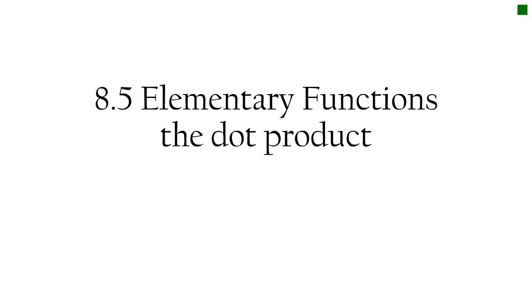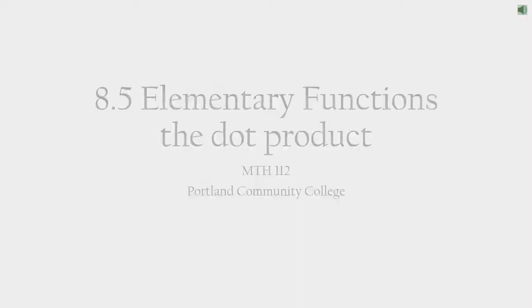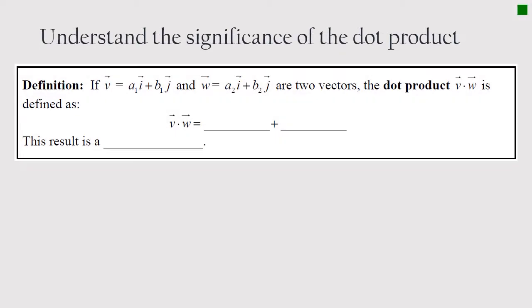All right, so now let's talk a little bit more about vectors. We're going to talk about the dot product. First, let's understand the significance of it. If we have two vectors and we're multiplying them together, that's called the dot product. This is a little bit different than multiplication.